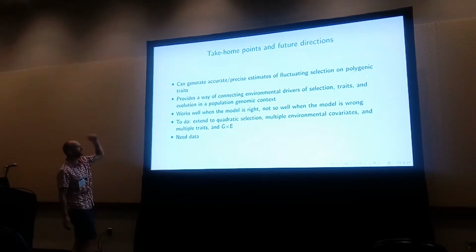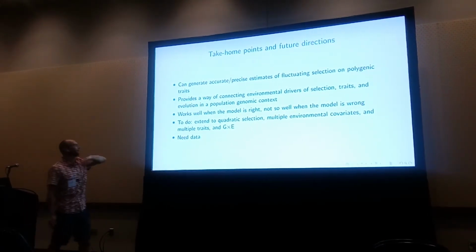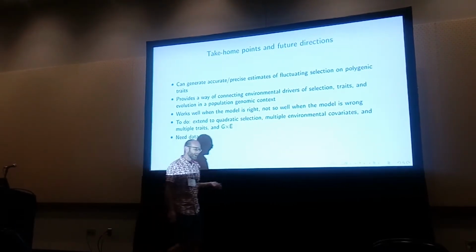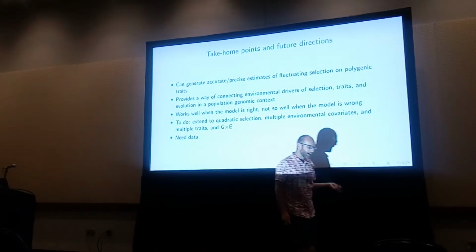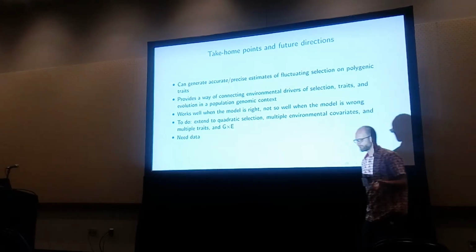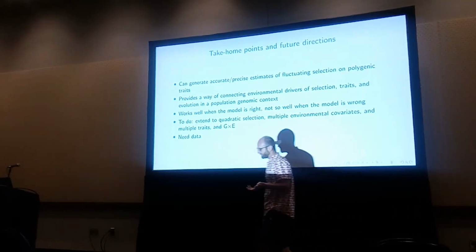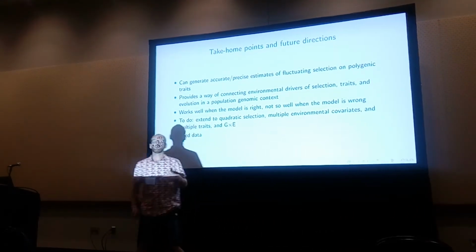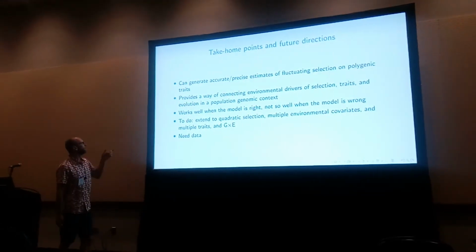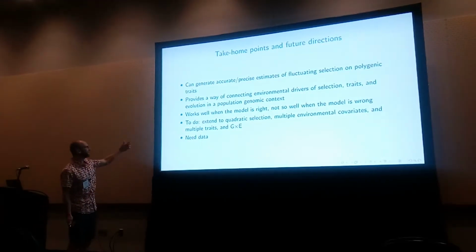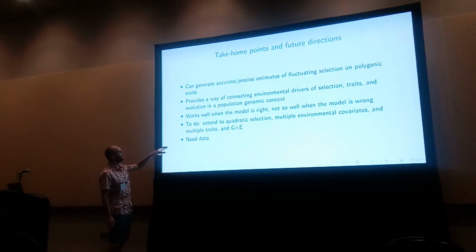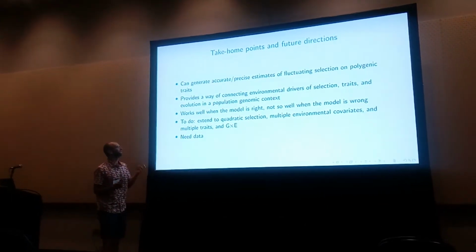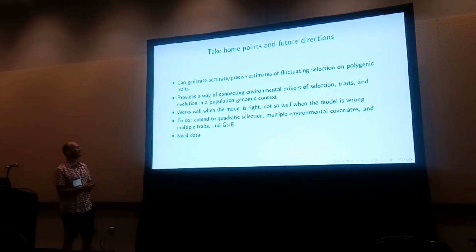Currently I'm working on extending this to quadratic selection, thinking about multiple environmental covariates, multiple traits, and G by E for the effects of the genotypes on the traits, so that you can not only have selection vary with the environment, but the genetic basis of the trait vary with the environment. I'm putting together data to use in cases like this, but I'm looking for more data, where you have that time series information, to try it out.